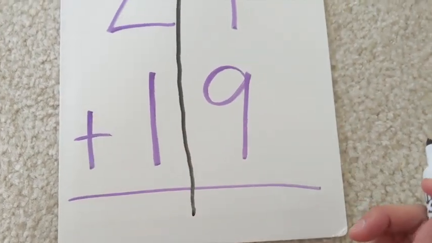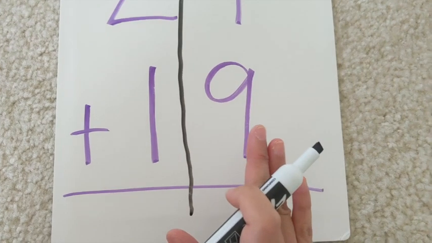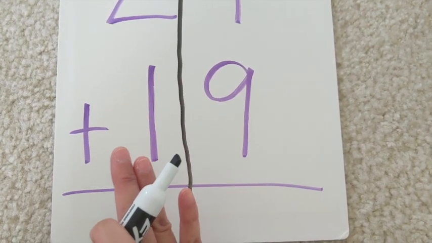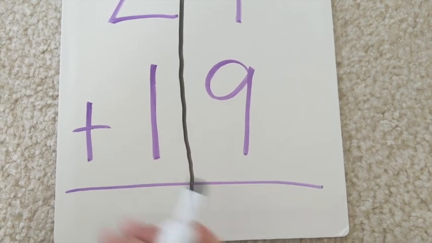And the number 19 is also a two-digit number because we have 9, which is 9 ones, and 1 in the tens place, which means there's 1 ten.